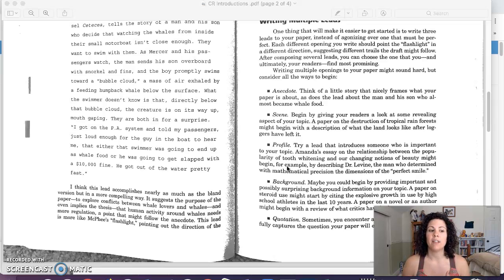But this would profile either someone who's been impacted by your topic or someone who is an expert in the field. So it could be someone who you saw on a TED Talk, but it's a name that people would recognize if they studied your topic. These names probably come up pretty often as you started researching. The next one is the background.